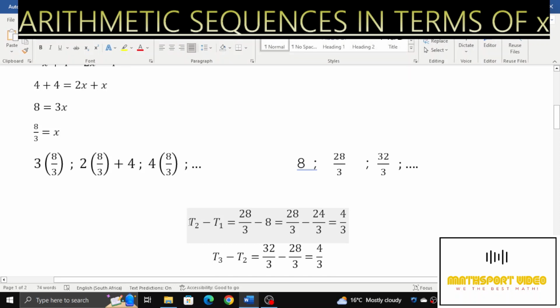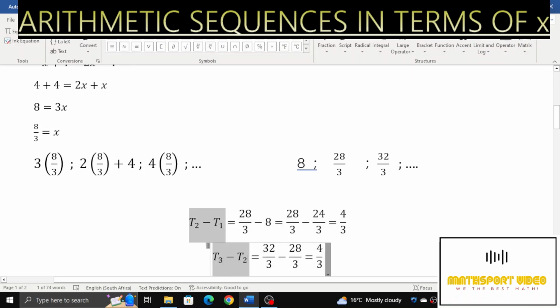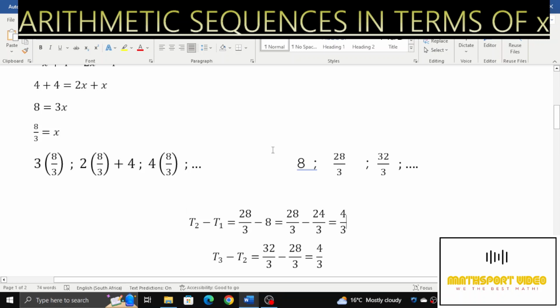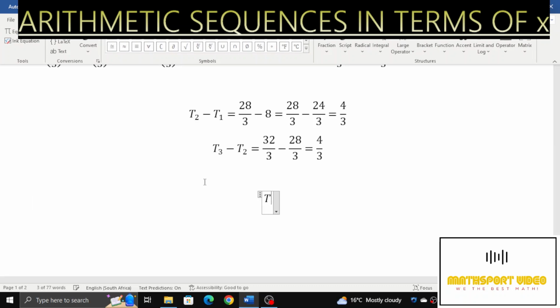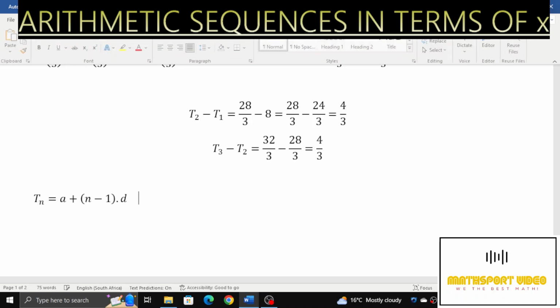So I want you to notice that when we work out any term minus the one before it, we are indeed getting the same answer. So you can see, for this particular sequence, the first term is 8, the constant difference is 4 over 3. So you can even go further and try to work out the general term, if that were the question. But of course, we have finished answering the question because the question only asked us to work out x.